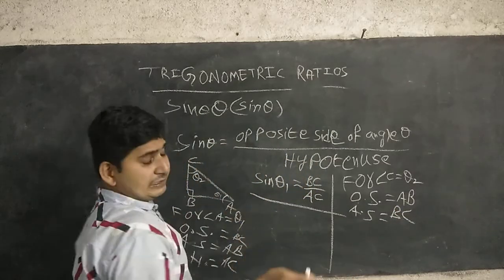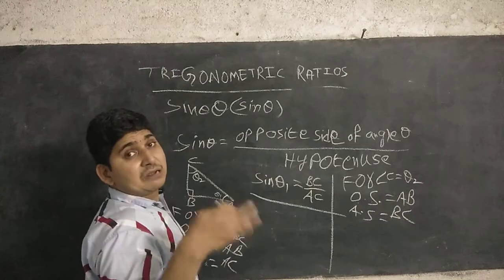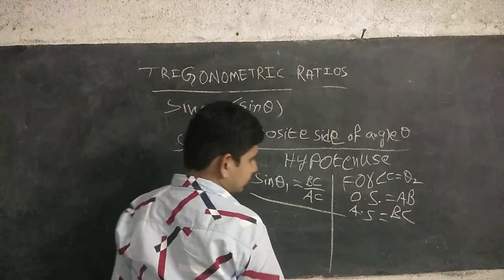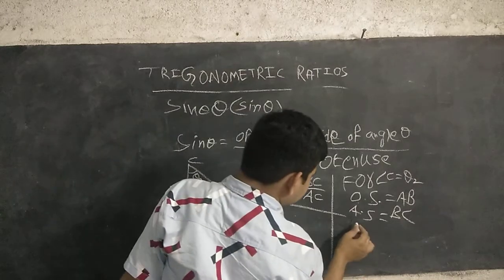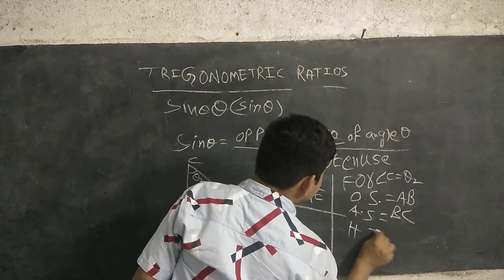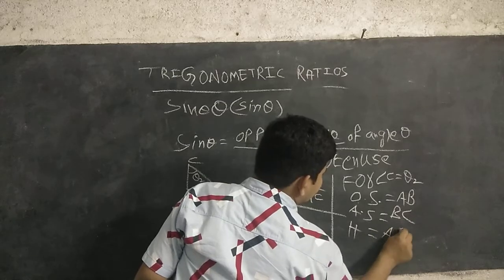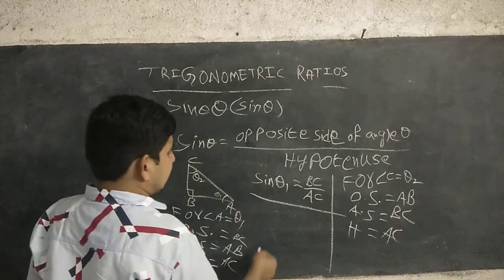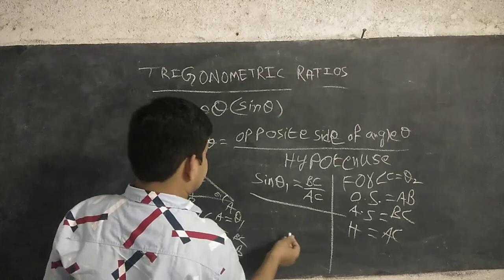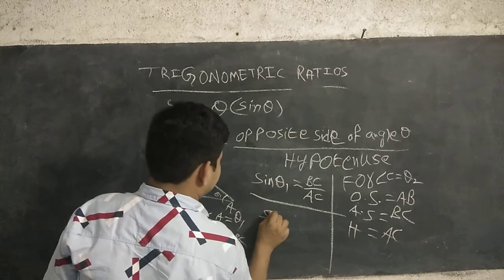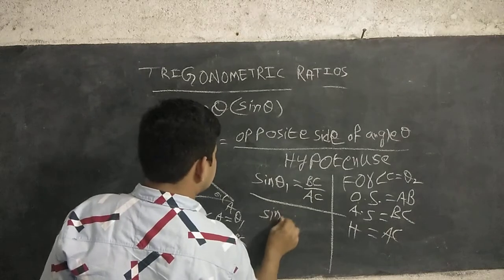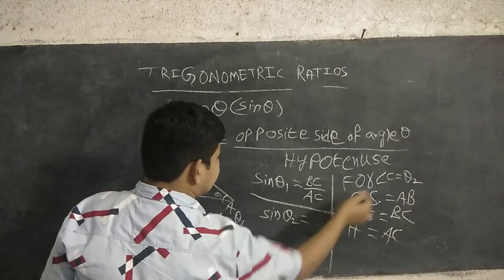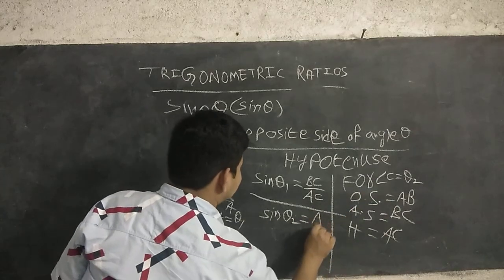The hypotenuse is common. I already told you the hypotenuse touches both unknown angles. So the hypotenuse equals AC. So for angle C equal to theta 2, sin theta 2 equals AB by AC.